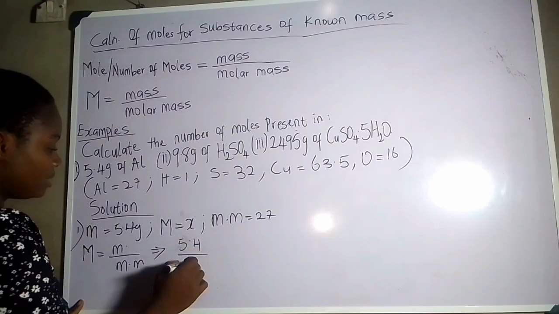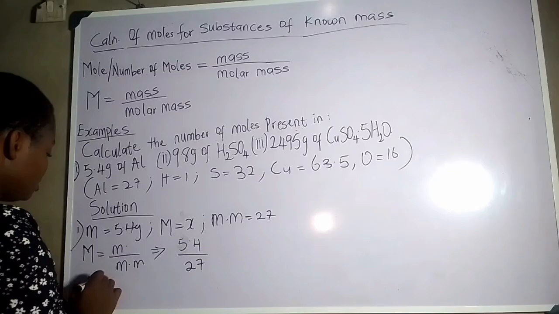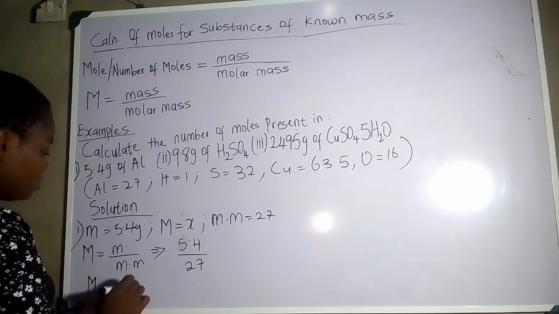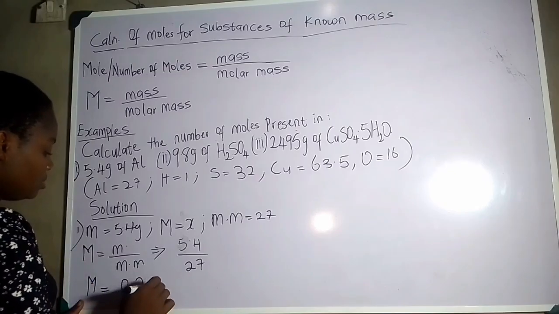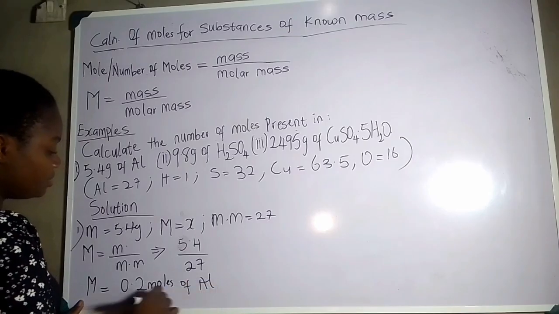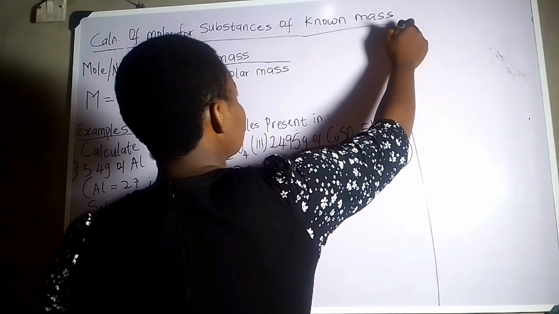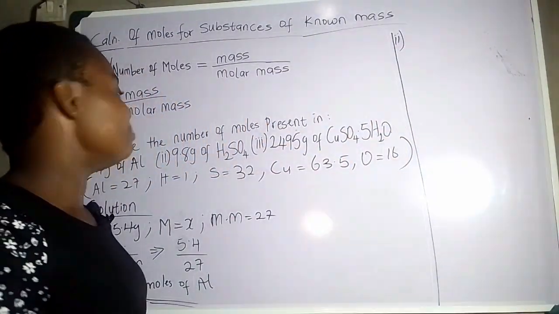5.4 over 27. When you press your calculator, we'll be getting our mole as 0.2 moles of aluminium. So that is the answer. Quickly go over to question number 2.